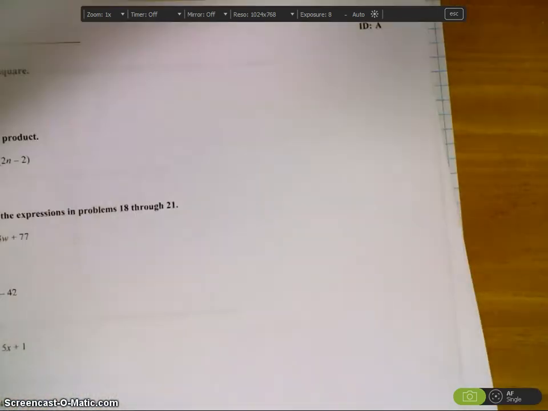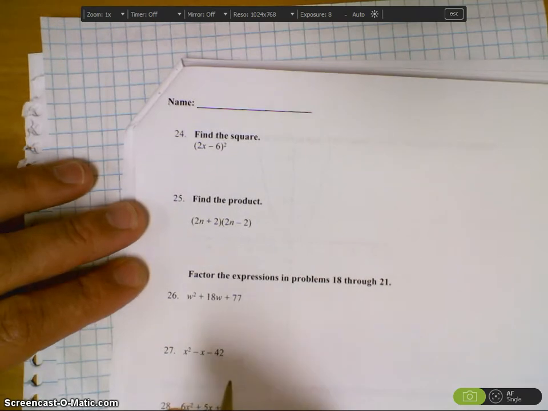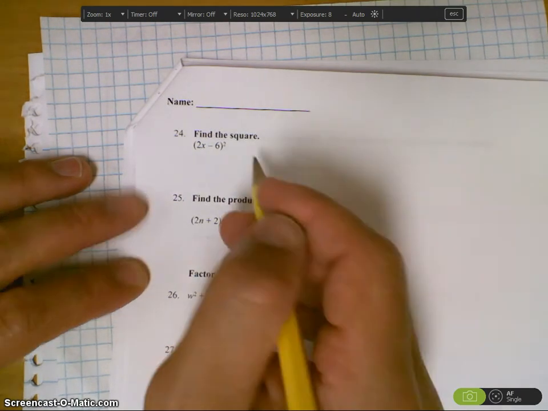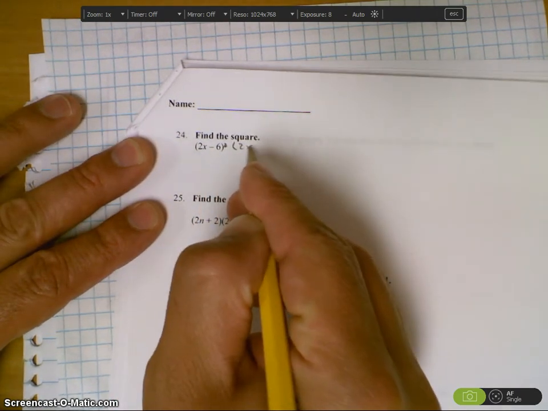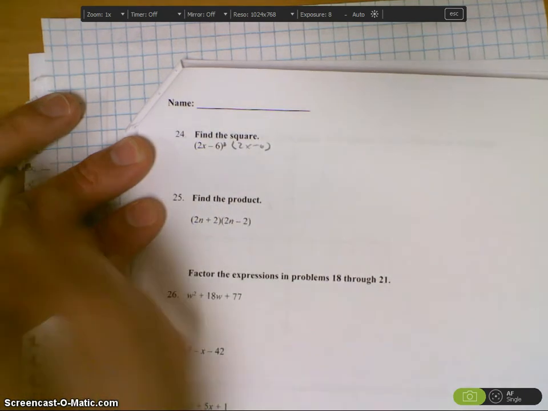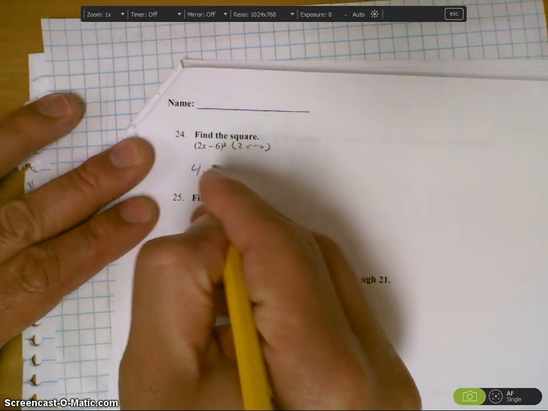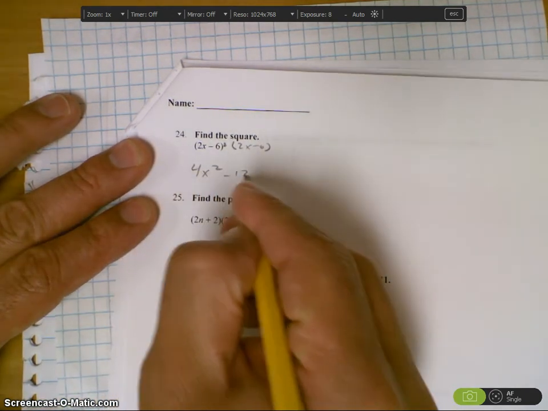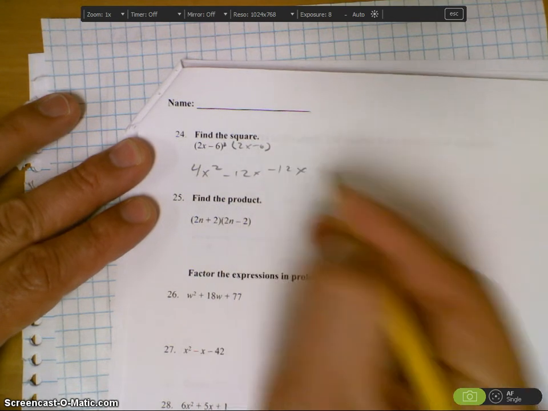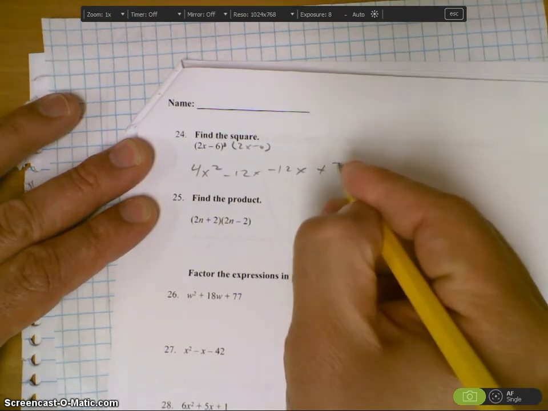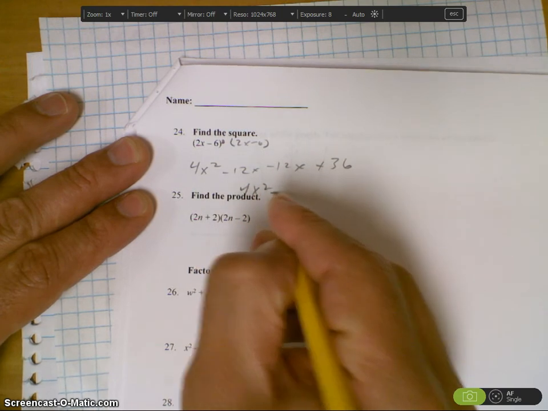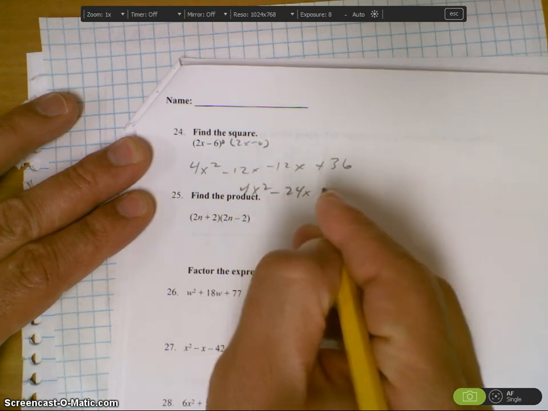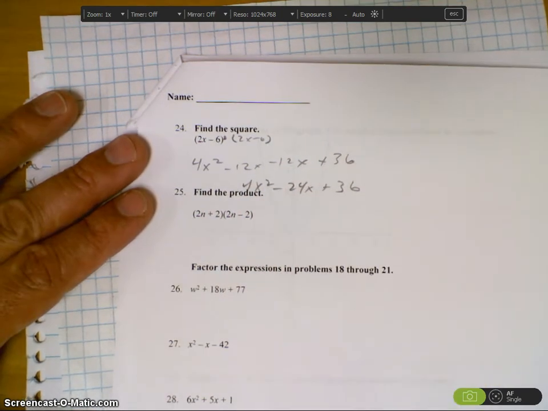Moving on to the next one. Find the square. This one's not too bad. There is a shortcut, but if you don't like the shortcut, scribble out that and write it again. And then just FOIL it. So first is 4x squared. Outer is negative 12x. So is the inner, and that's kind of the shortcut, plus 36, which is 4x squared minus 24x plus 36.